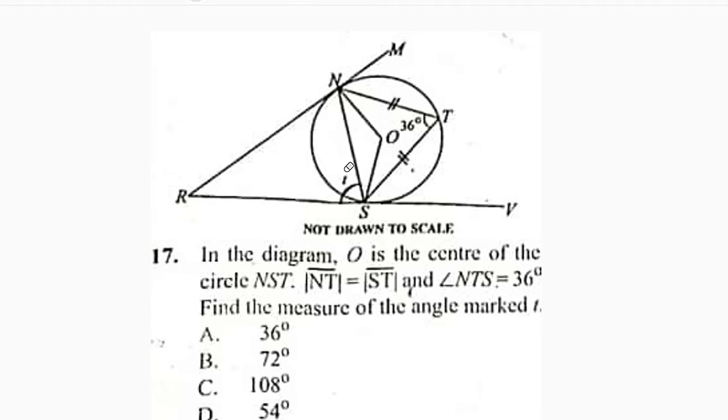Meaning that this triangle is an isosceles triangle, right? And NTS is equal to 36 degrees. NTS, this is 36 degrees. Find the measure of the angle marked T. This is the angle marked T. You don't have to stress yourself. This angle T is equal to 36 degrees. Let me mark it first before I tell you why.